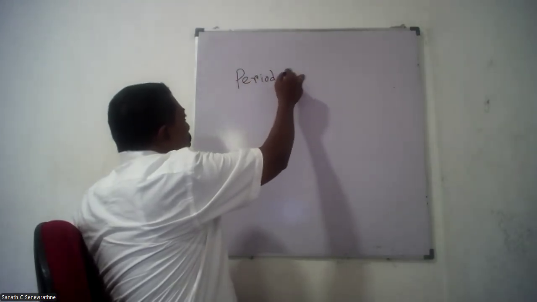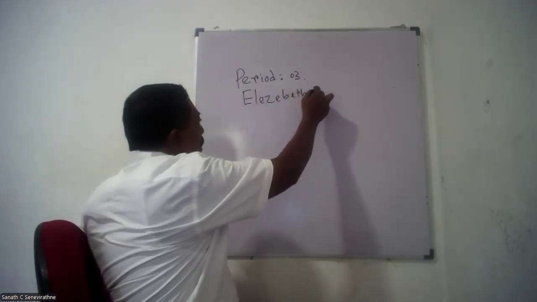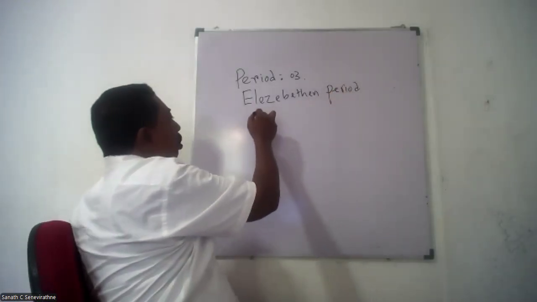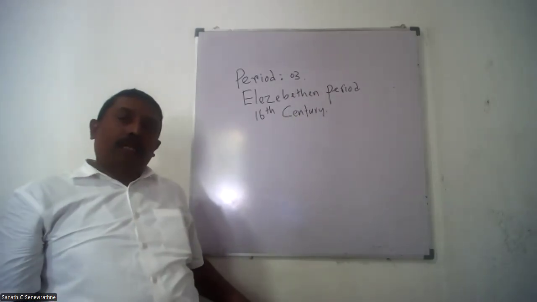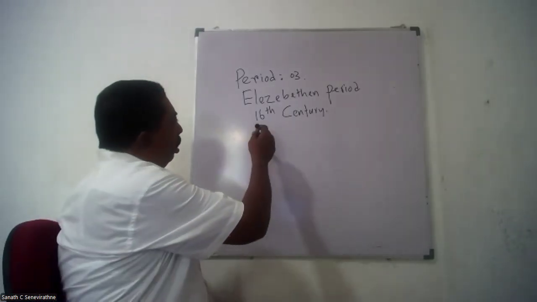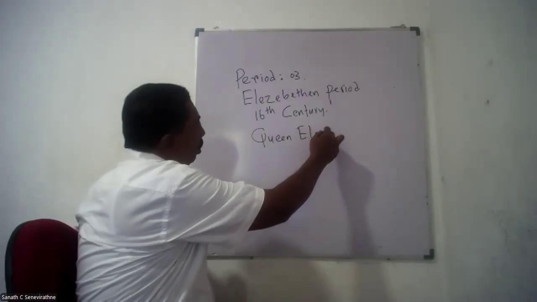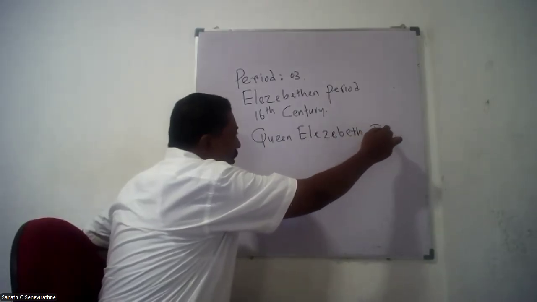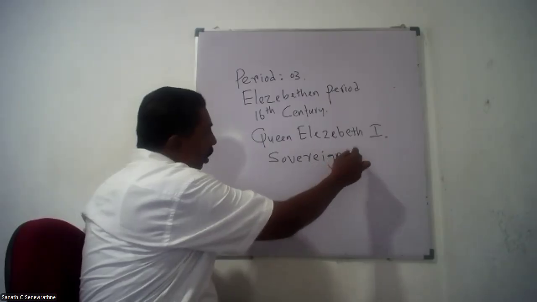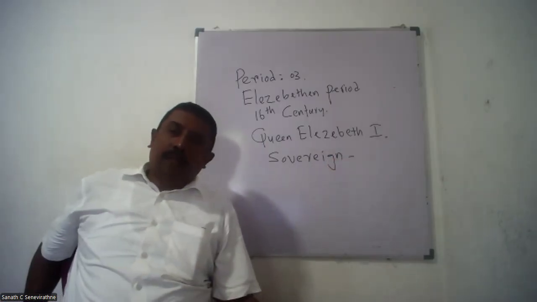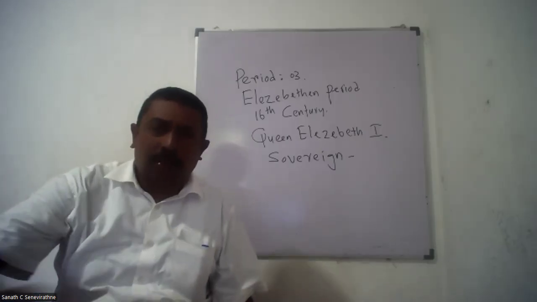Period 3. We call this the Elizabethan period of the 16th century. This period is called the Elizabethan period because Queen Elizabeth the First, we write like this, Elizabeth the First was the sovereign. Sovereign means Maharajana. Right, that time England's sovereign was Elizabeth the First. Elizabeth the Second passed away recently, 2 years before, 3 years before, like that.